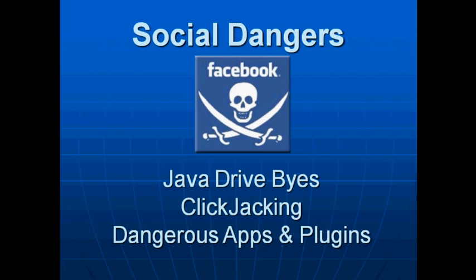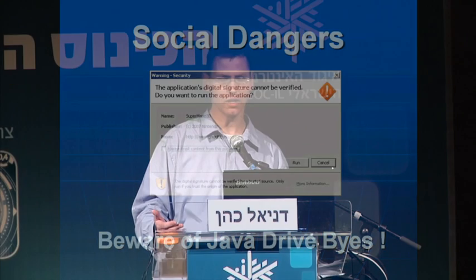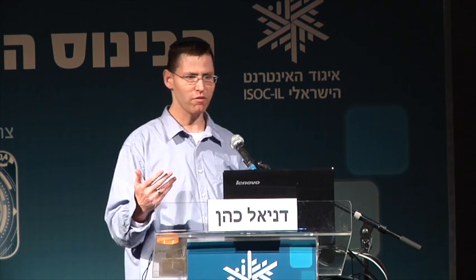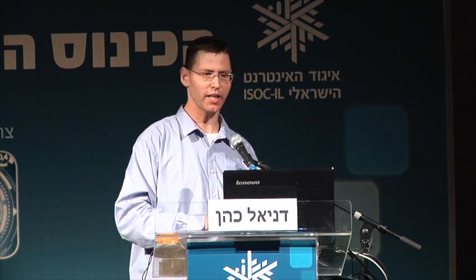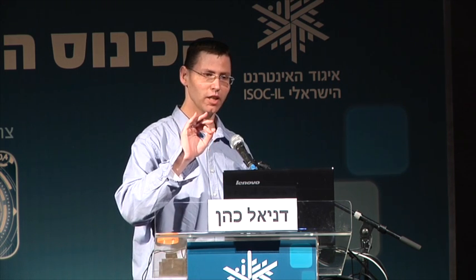Social dangers. Java drive-bys. You ever go to a website and it prompts you with a certificate to run Java? Well, they're very easy to manipulate and or to forge. And what happens is, often enough, you go to visit a website, and when you allow the Java, you click on the fake certificate, what's actually happening is that the website is basically hacking you.